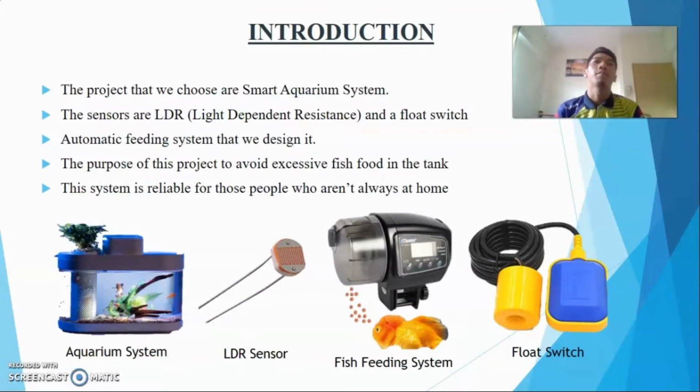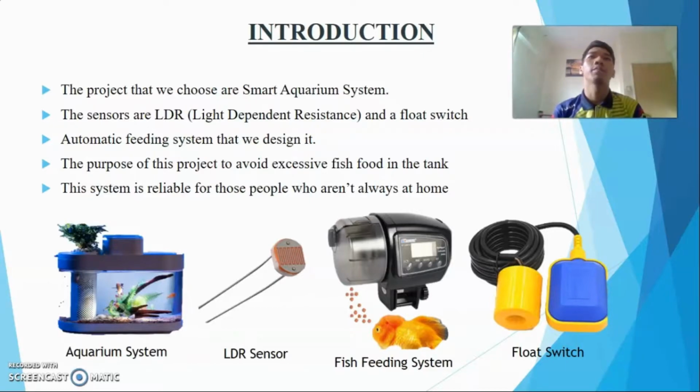First of all, the project we chose is Smart Aquarium System. Why is it called smart? Because it is added with some sensors. The sensor is a light dependent resistor, LDR for short, that will switch on the light automatically when it is dark. Other than that, we add a float switch. The function of the float switch is to automatically add water into the aquarium tank when the water level is low. Lastly, we add an automatic feeding system that we designed.